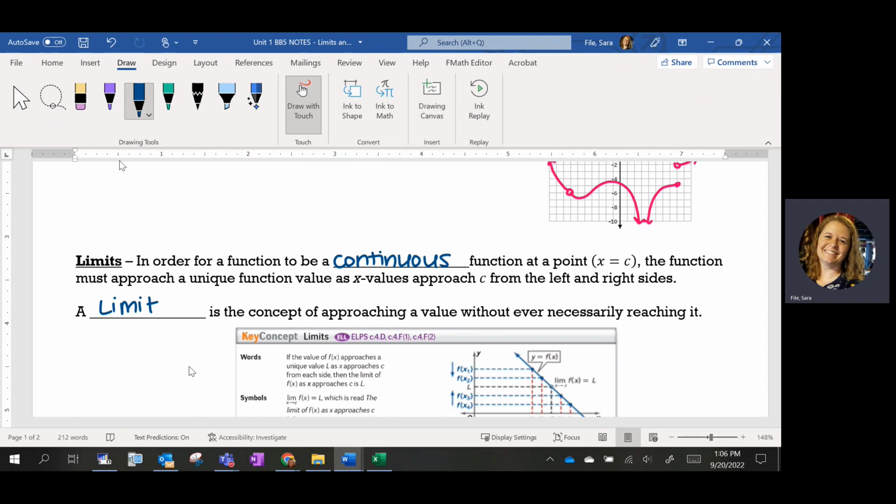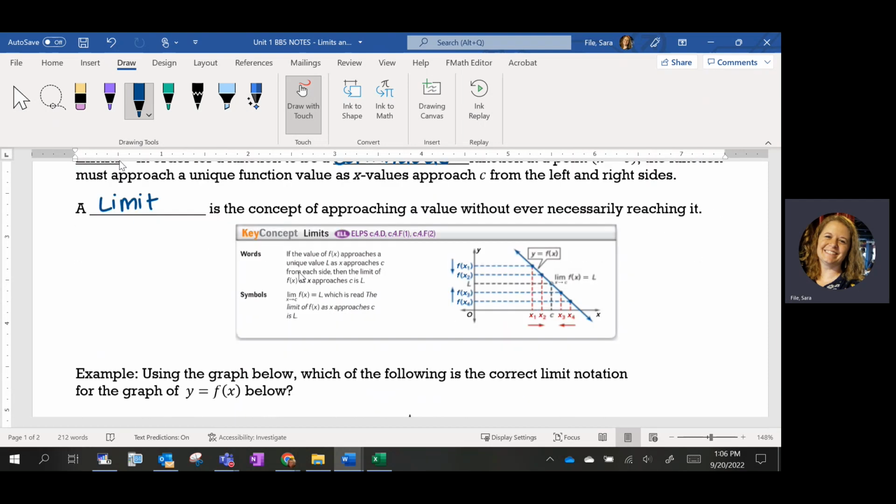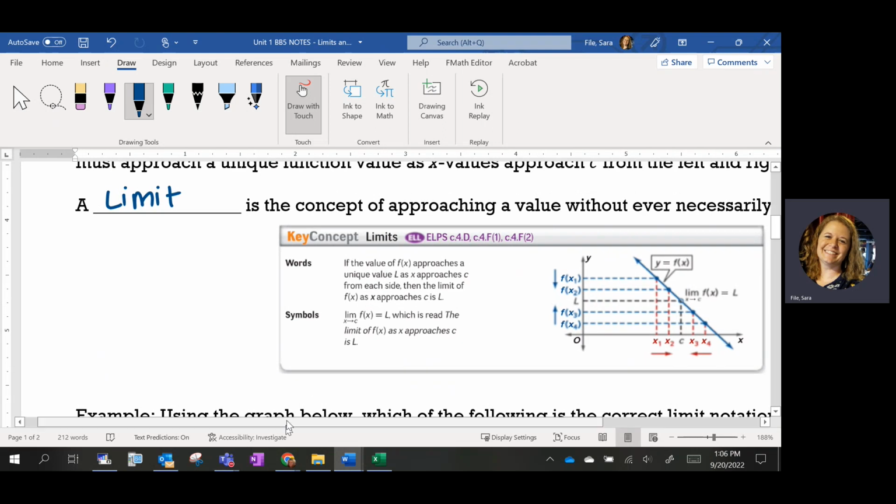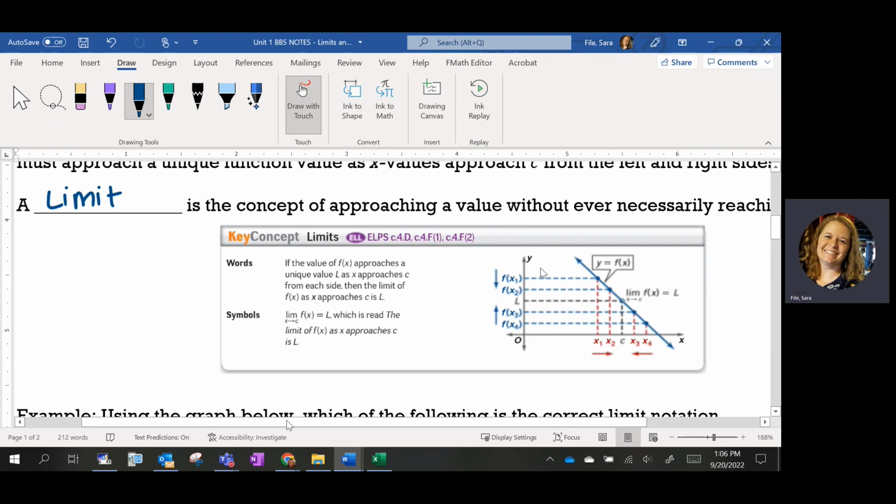Whenever you see this key concept graphic, that is directly from our textbook. It says in words, and sometimes the words are confusing, so we'll look at the symbols and the graphic. It says that if the value of f of x, that's y, approaches a unique value L as x approaches c from each side, then the limit of f of x as x approaches c is L.